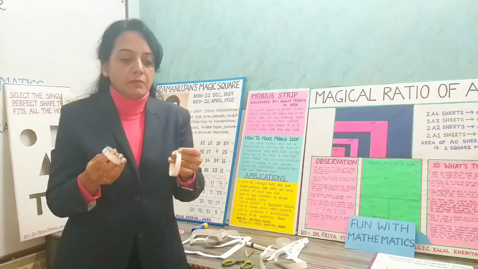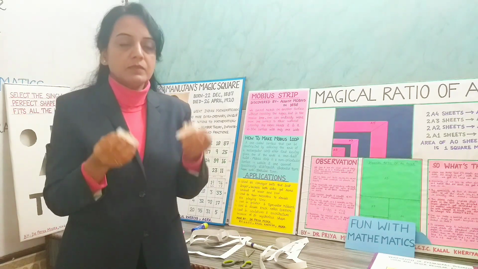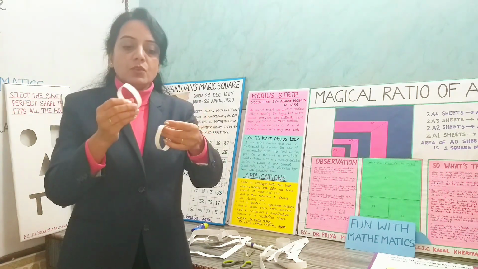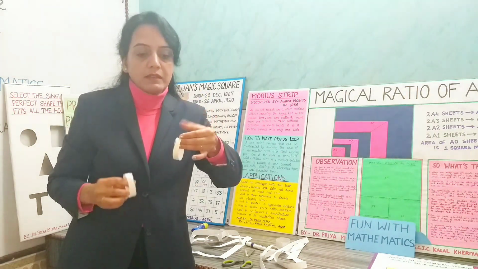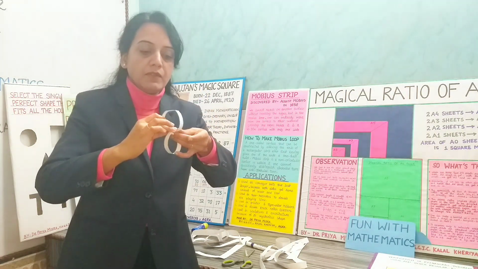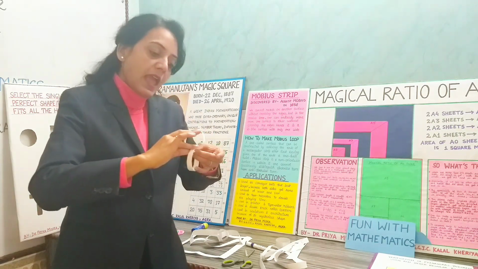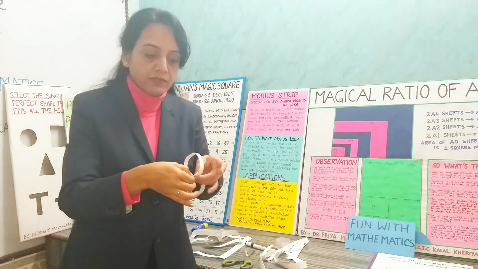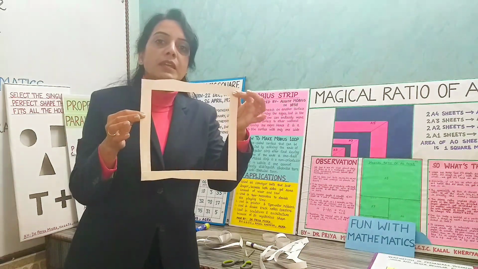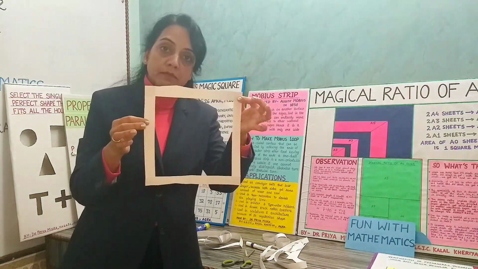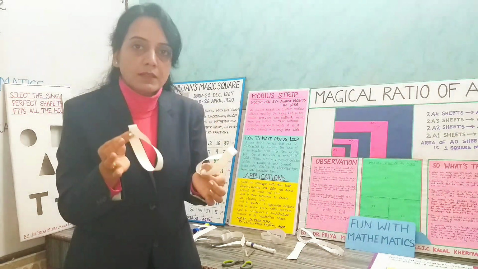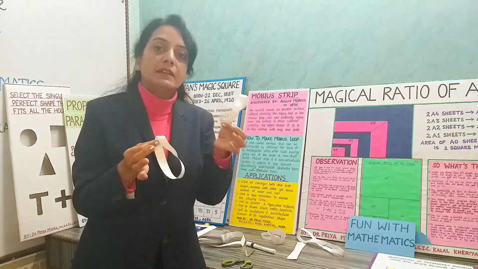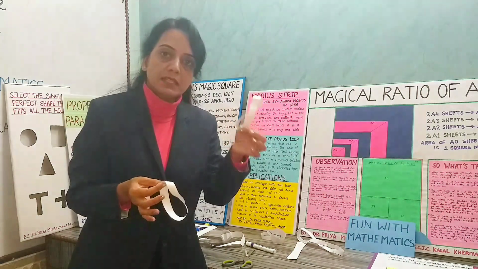Now again, I am going to do another thing with this simple loop. When we join these two loops perpendicularly, that means one loop is like this, another loop is like this, and when we fix them and cut them in half, what do we get? We get a square.